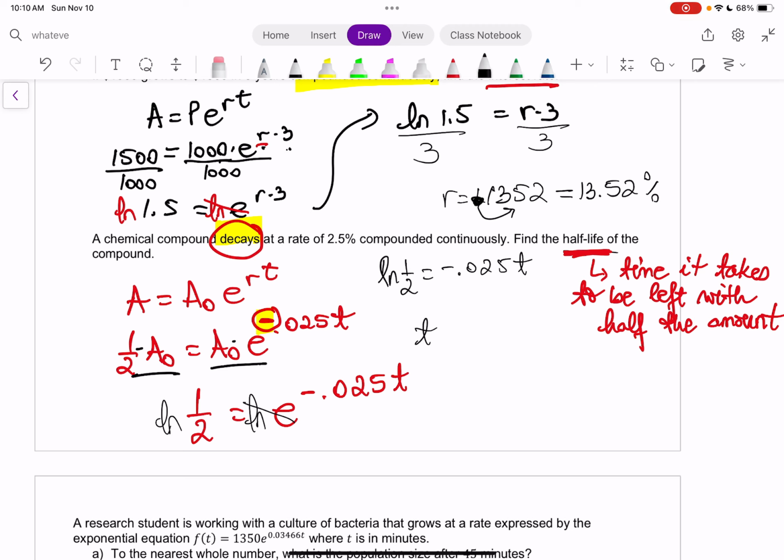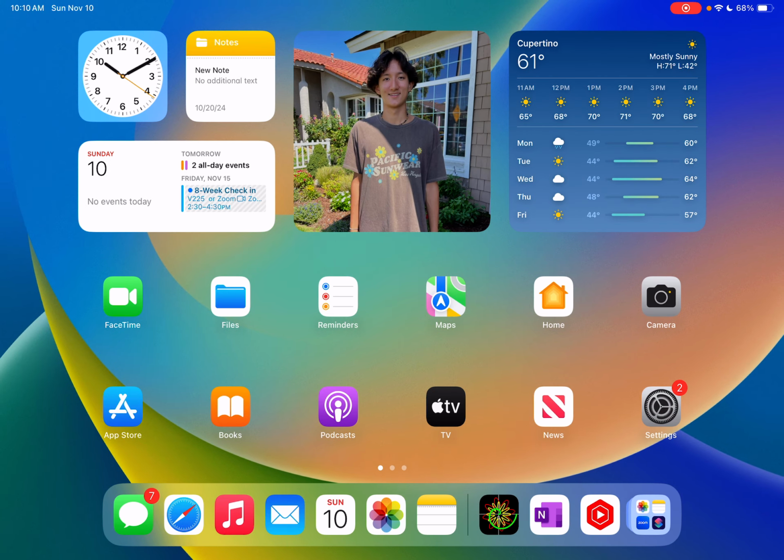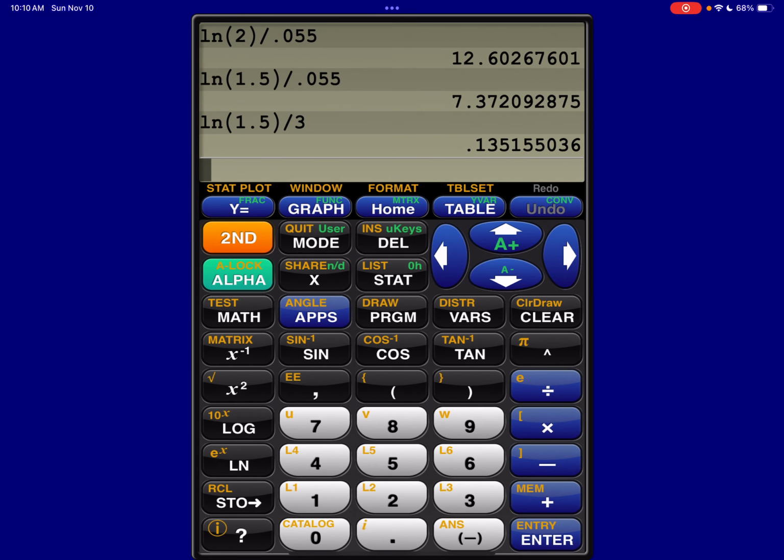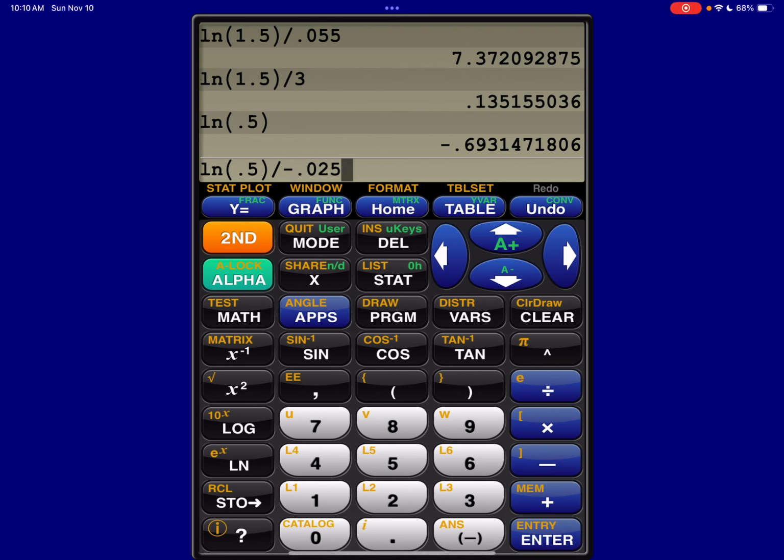And so same thing, t is going to be natural log of a half, or 0.5, divided by negative 0.025. And by the way, I just want to show you a natural log of a number less than e is going to be a negative value. So this is why it actually works so well. We have this negative value, and we divide it by a negative 0.025. If you remember, that was the decaying rate, and it has to be negative because it says decaying, and therefore we end up with a positive answer.